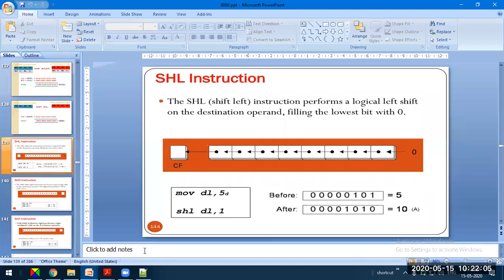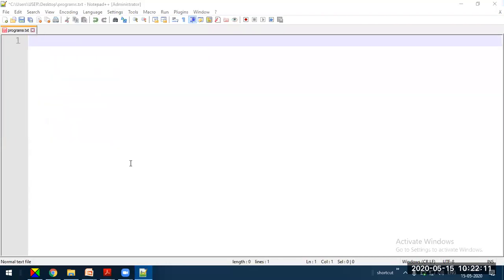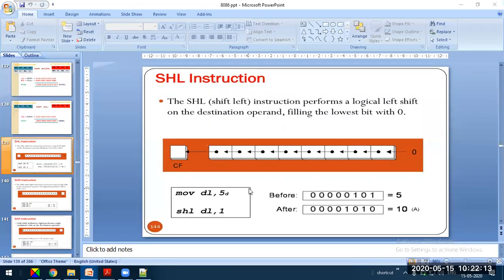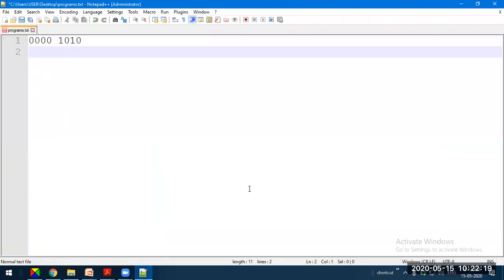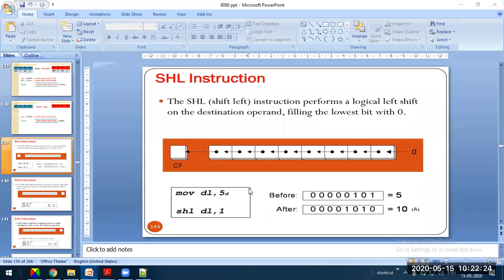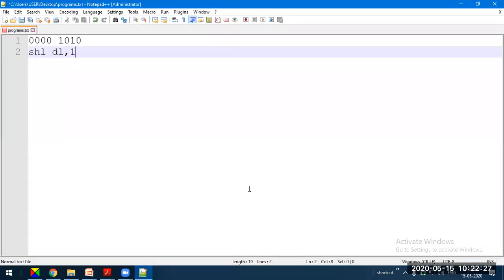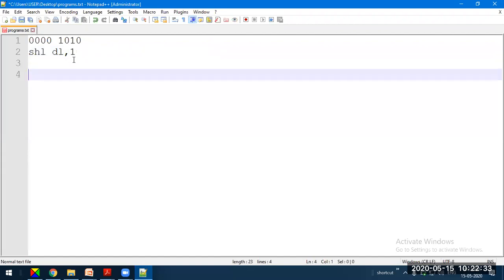If you shift it by another position, let us understand that here. I'll take the same example. Let us say the data is 0000 1010. If you perform a shift left on DL by 1 bit, SHL DL, 1, where 1 is the data. In 8086, we don't use an ampersand. So what will the result be? The bit comes to this position, and the left bits are loaded with 0.